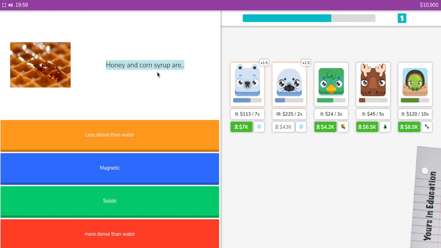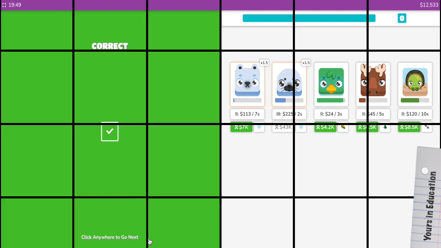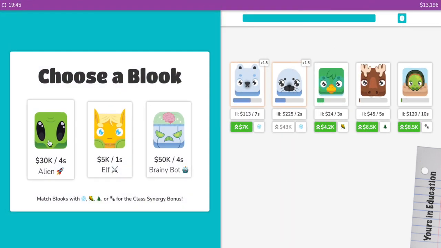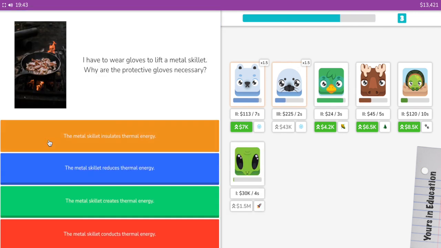Honey and corn syrup are less dense than water. No. Magnetic, no. Solids, no. More dense than water. If you have done a density tower, they will sink. Okay, what do I want? Okay, I really don't know what to do. Okay, I'm losing money here. So no, I will never click that. I think I should have taken the tutorial.